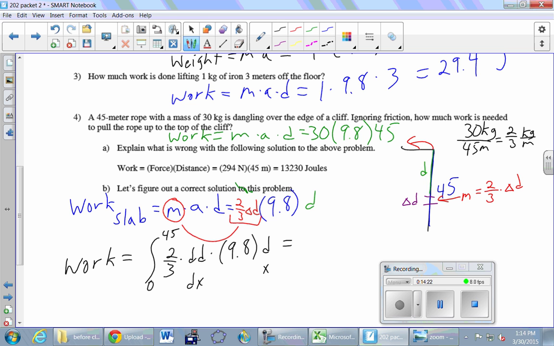Okay, so somebody just type that into the calculator for us. We're going to start the next problem, but we'll just get an answer. How much is it? 6615 joules. Okay.